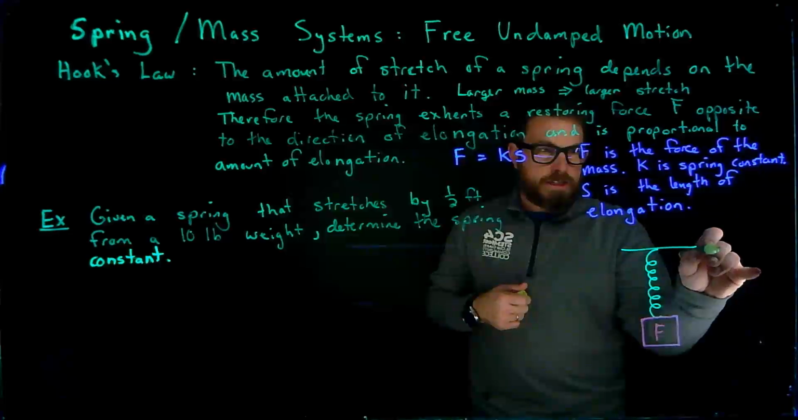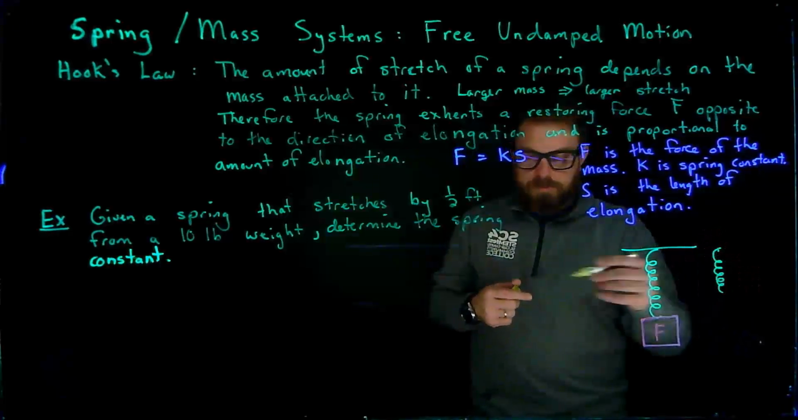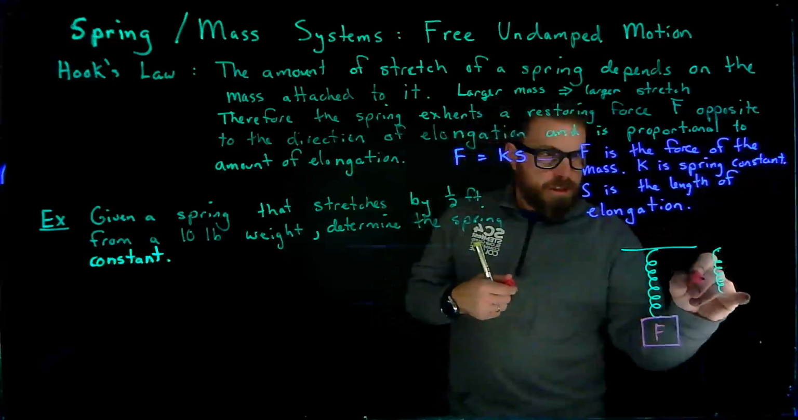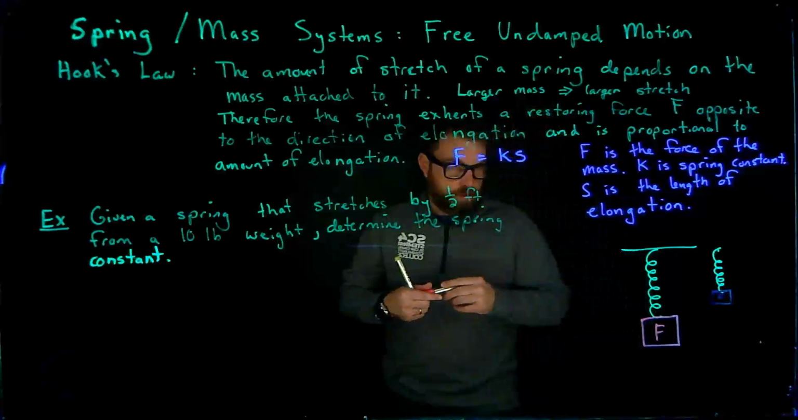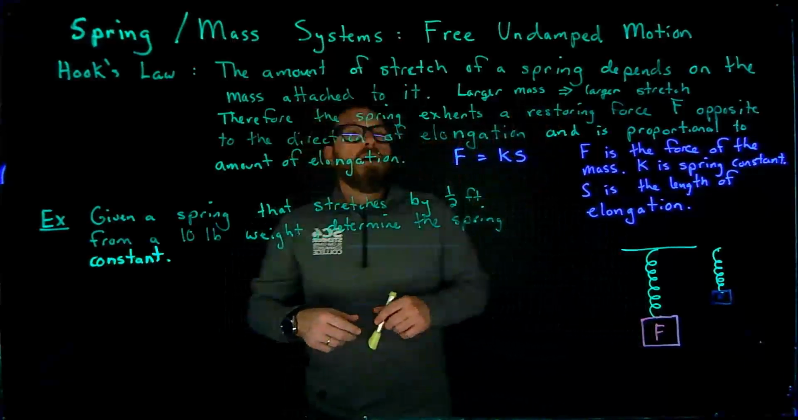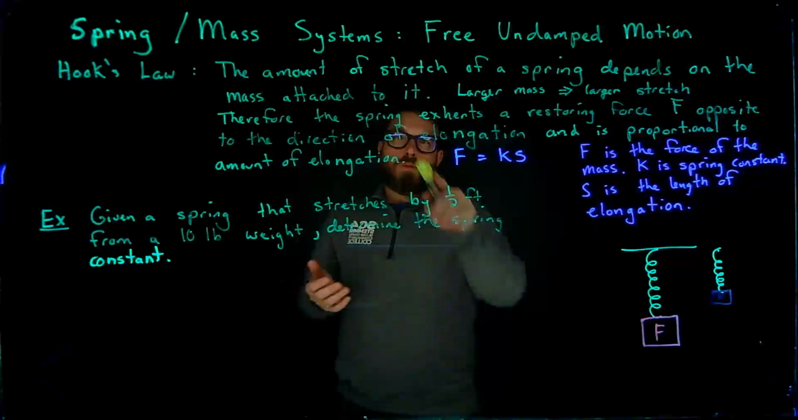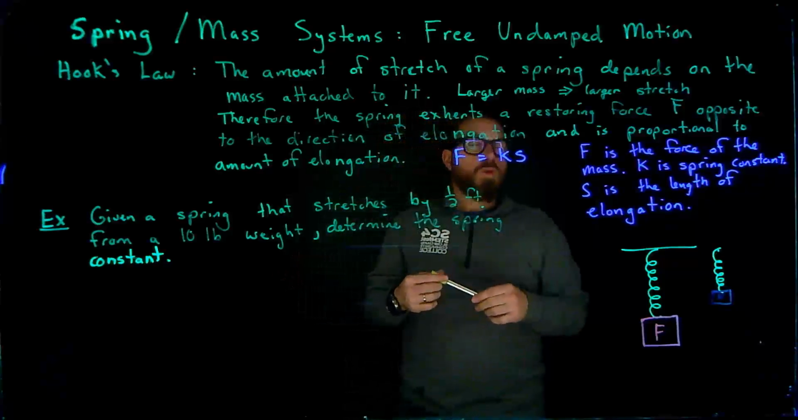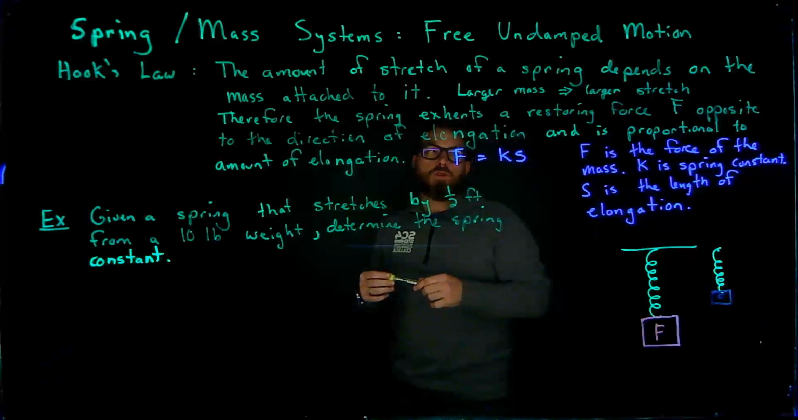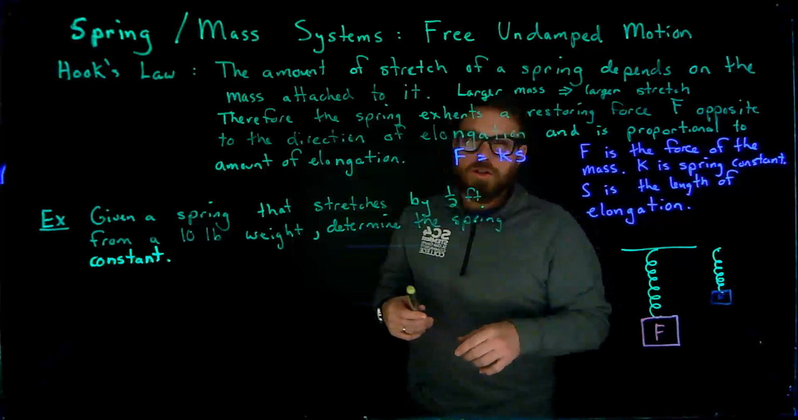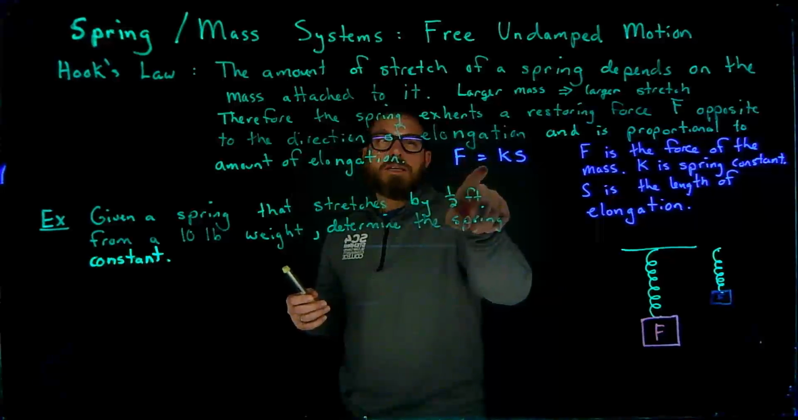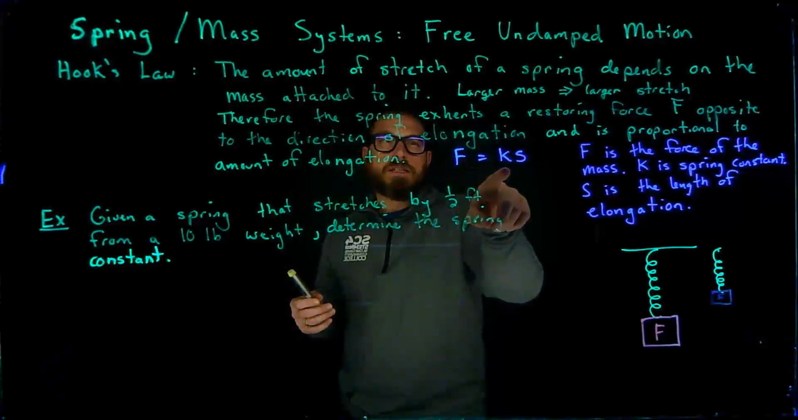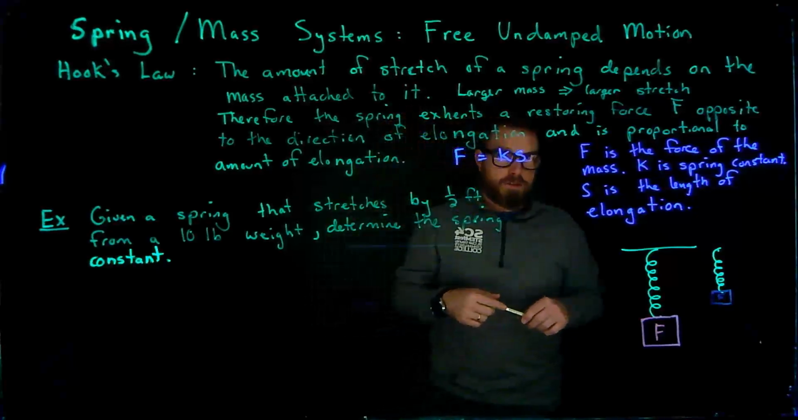So if I have the exact same spring, if I have a smaller force on it, it's not going to stretch as much. So that's really what the second part says. Therefore, the spring exerts a restoring force, F, opposite to the direction of elongation and proportional to the amount of elongation. So really, Hooke's law comes down to this formula, that the restoring force, F, is equal to the spring constant times this elongation.